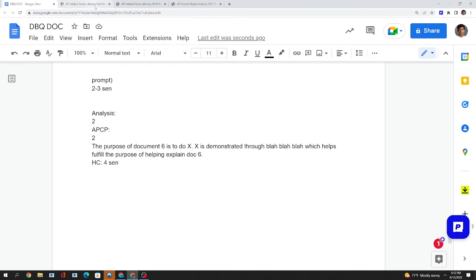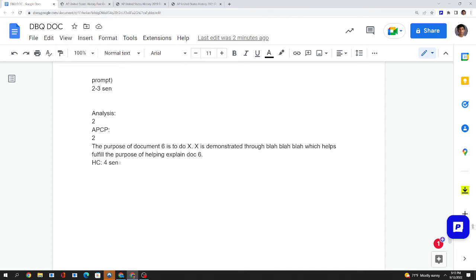Again, remember, do 4 APCPs, and for your APCPs, they could be about 2 sentences. Typically 3, but 2 should be fine. I don't think the AP graders are that nitpicky, but if you have time, write more. If you don't, just stick to 2. That's the bare minimum. That's the bare bones of your essay.